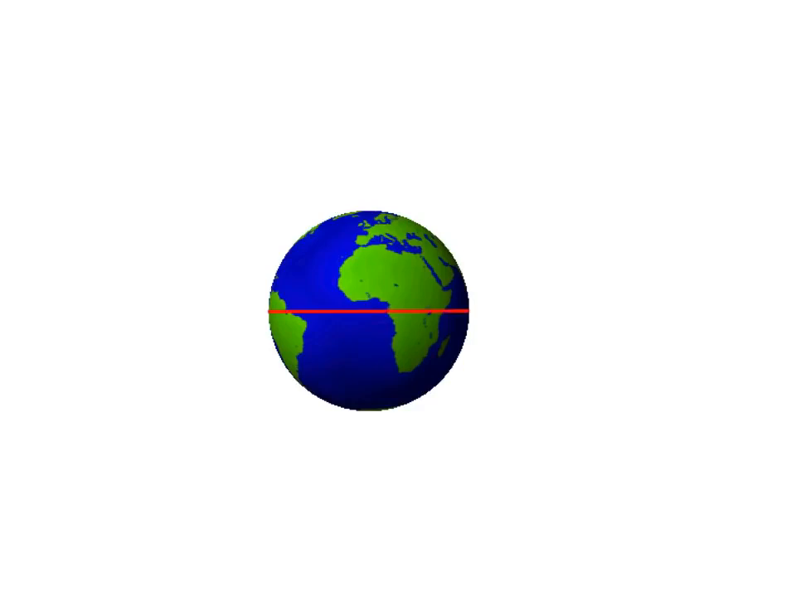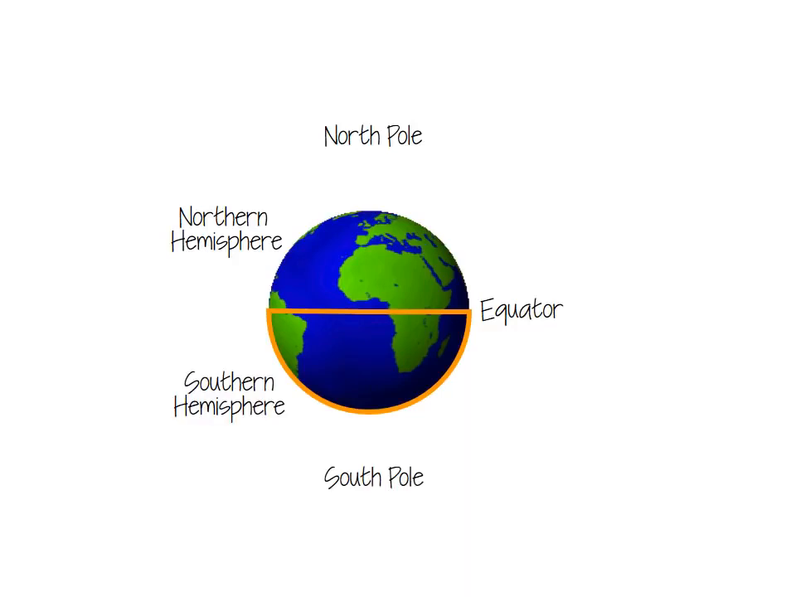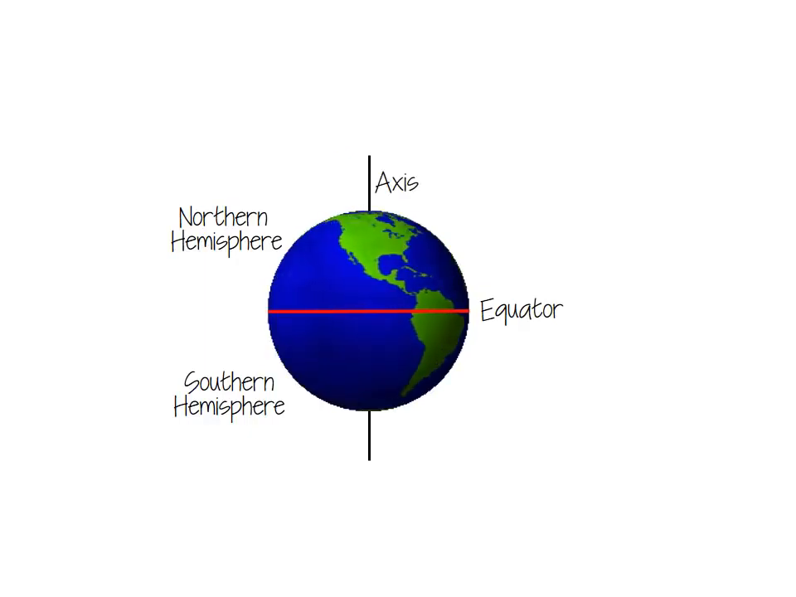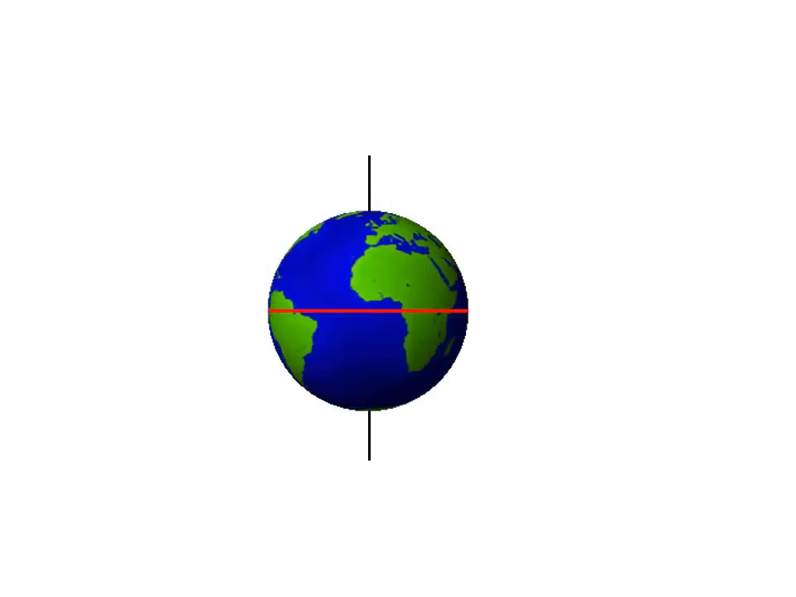The Earth is separated into two halves by an imaginary line called the equator. The half of Earth that is between the equator and the North Pole is called the Northern Hemisphere, while the half of Earth that is between the equator and the South Pole is called the Southern Hemisphere. There's also another imaginary line that runs through the Earth from the North Pole to the South Pole, and this is called the Earth's axis. The Earth rotates or spins on this axis, and it makes a full rotation every 24 hours.